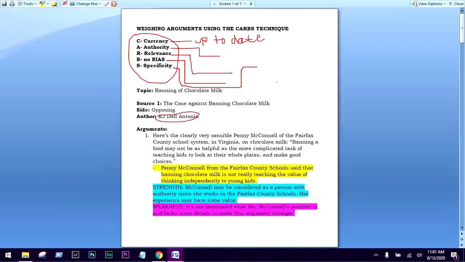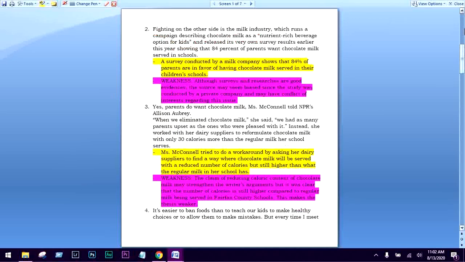All right. So let's take a look at the point of view of the first source. It is entitled "The Case Against Banning Chocolate Milk." So the side of KJ Dell'Antonia is opposing. She doesn't agree about banning chocolate milk. So why? Of course, you've done your reading.